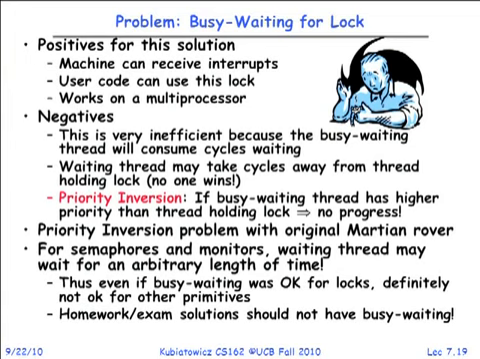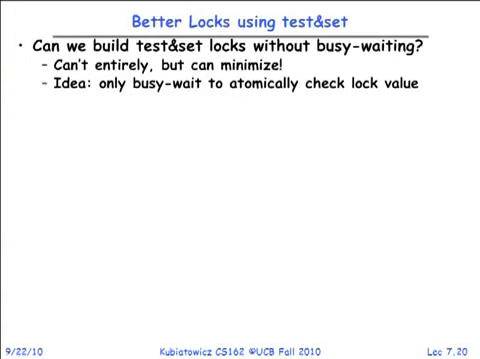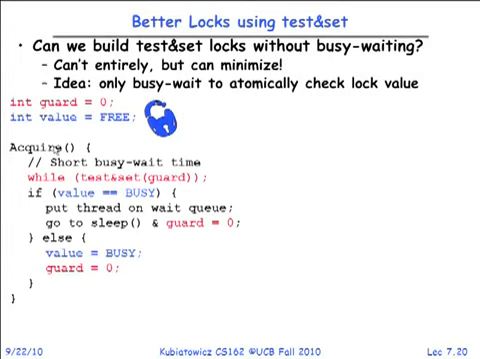So here's a better lock. How do we get rid of busy waiting? Well, we can't get rid of it entirely, but we can get closer. This is going to look awfully familiar, but here's another solution. We have two variables now, a guard variable and the actual lock. Remember, lock is blue, guard is red. Acquire does a while test-and-set. This is busy wait, but only on the guard variable. Then we say, if value is busy, put thread on wait queue, go to sleep and set guard to 0 atomically. Otherwise, value is busy, guard equals 0, and we exit.